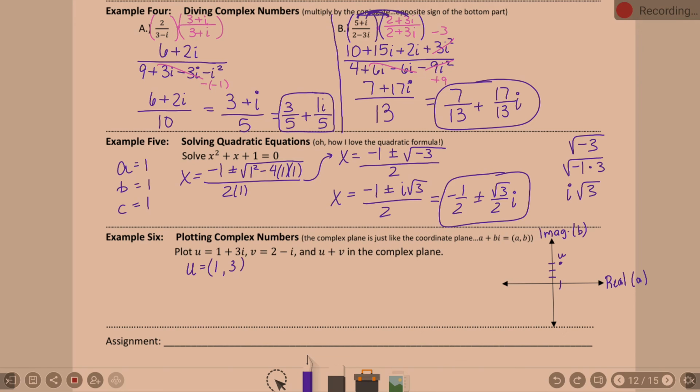V is 2 minus i. What is that as an ordered pair? 2, negative 1. Okay, 2, negative 1. So in order to graph 2, negative 1, we're going to go right 2, down 1, and that is your v.